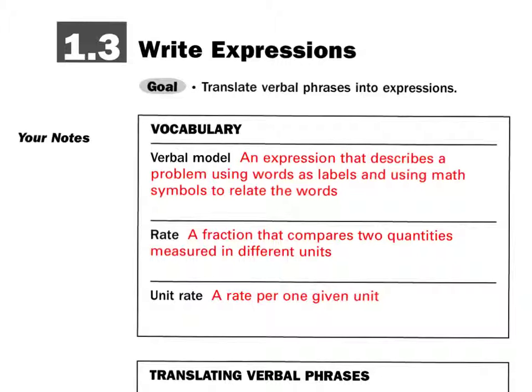A verbal model is an expression that describes a problem using words as labels and using math symbols to relate the words. A rate is a fraction that compares 2 quantities measured in different units, and a unit rate is a rate per one given unit. We will look at examples of all these throughout this section.